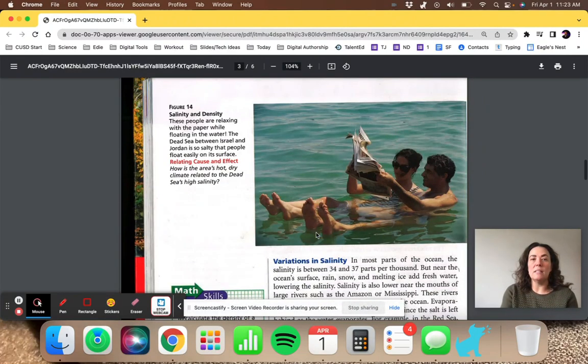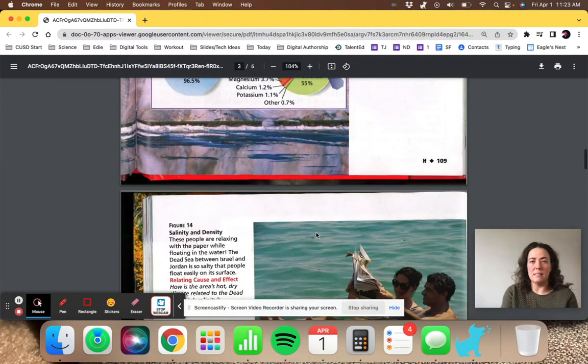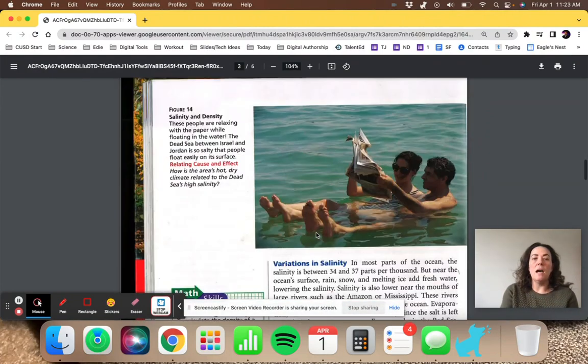We'll keep going. So salinity and density. So here you see these people are actually floating. They're in an area called the Dead Sea. As you can see, these people are relaxing with the paper while floating in the water. The Dead Sea in Israel is so salty that people float much easier. So it has a much higher salinity. Regular ocean water, remember, is about 35 parts per thousand, and the Dead Sea has a higher salinity.